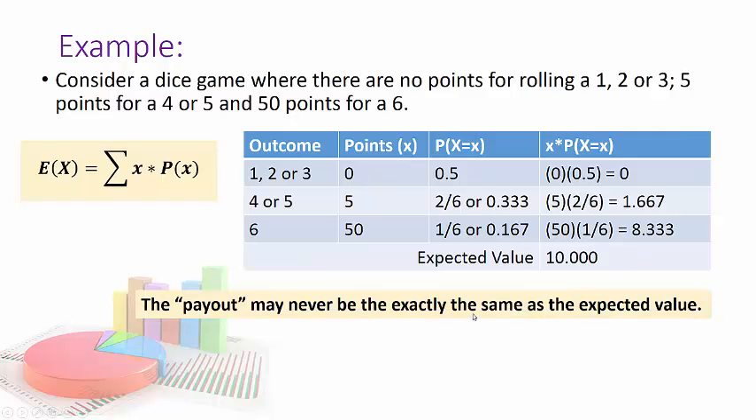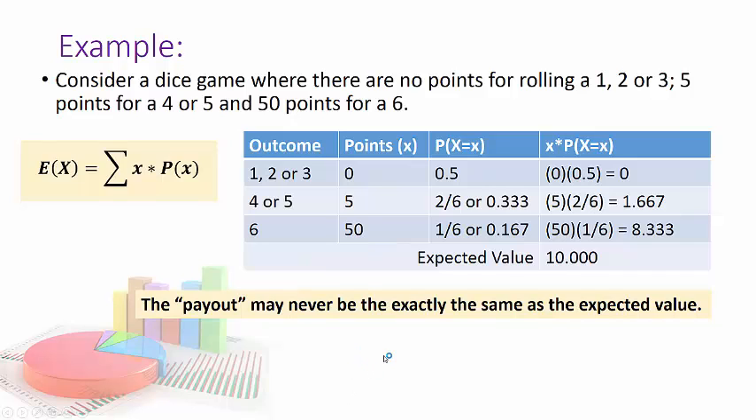Now, you're probably going, wait a second, the payout's never 10. It's either 0, 5, or 50. Well, the expected value doesn't have to match an actual outcome. It's just like if you played this game 100 times, on average, you would expect to get 10 points each time you played it. You're never going to get 10 points each time you play it because it's impossible. But if you played it 100 times, you would expect to get 10 times 100 or 1,000 points.